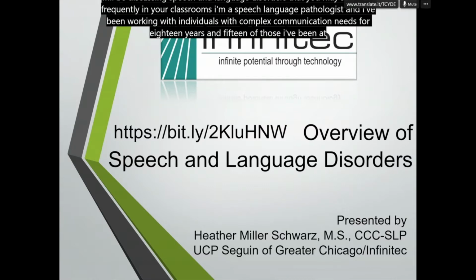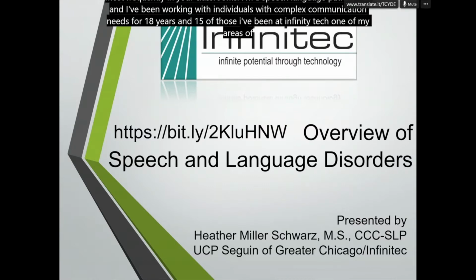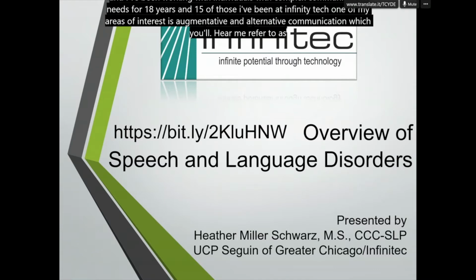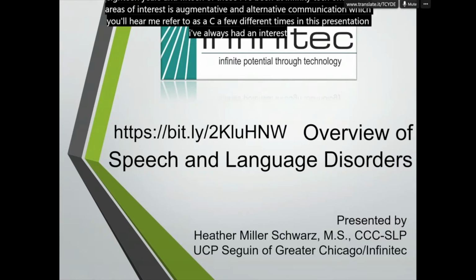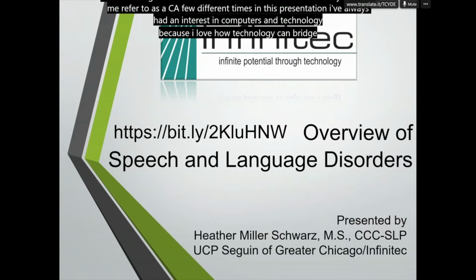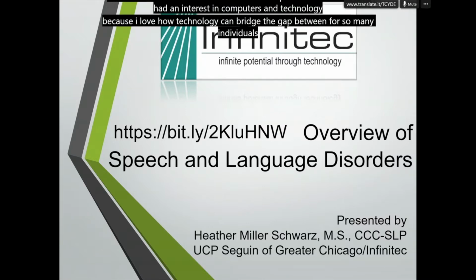One of my areas of interest is augmentative and alternative communication, which you'll hear me refer to as AAC a few different times in this presentation. I have always had an interest in computers and technology because I love how technology can bridge the gap for so many individuals who have speech and language disorders. This was what initially sparked my interest in this area of my field.